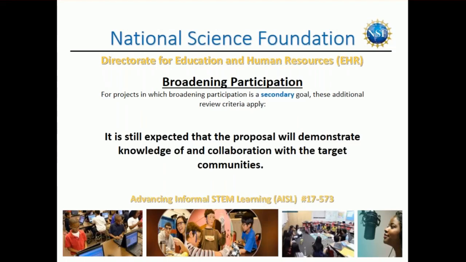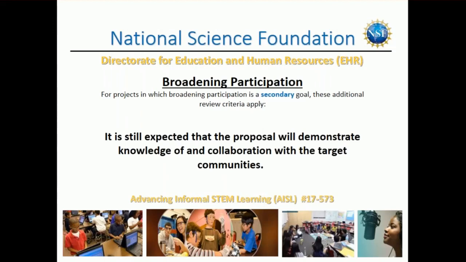But if that is a secondary goal, and you know that students with these impairments may be involved and may need special accommodations, then we do expect you to show that you're familiar with that population as well, and that you've really thought about the communities and what's needed there. So be really sure that if you mention any groups that fall under the underrepresented categories for us, you address their needs, describe their characteristics, and give us a plan in some way. You may not need to respond directly to the two review criteria if it's not a primary goal, but we do expect that you can demonstrate knowledge and collaboration with those target communities.